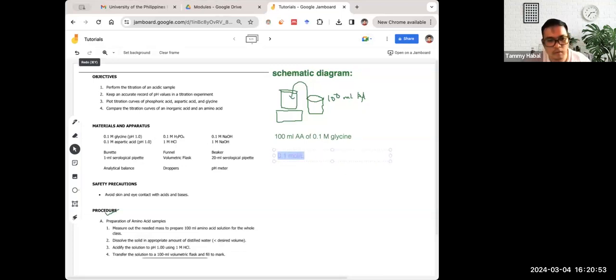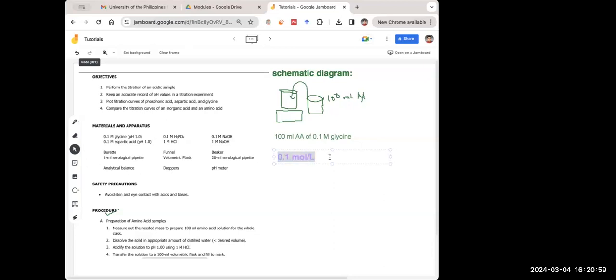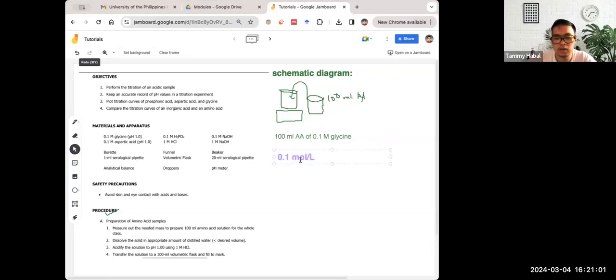Let's make it bigger. Okay? 1 mole per liter. Diba yan? Multiply mo with what's given? 100 ml. Should we multiply it by 100 or by what?